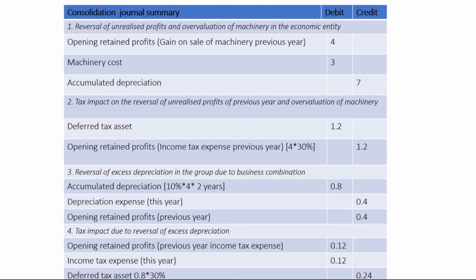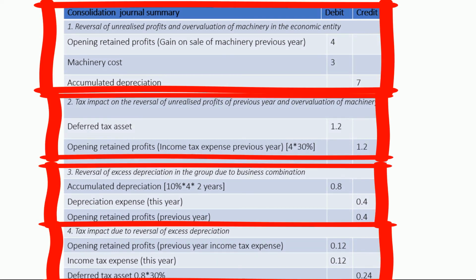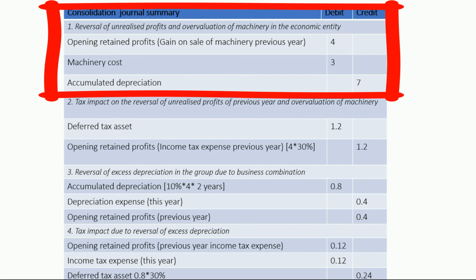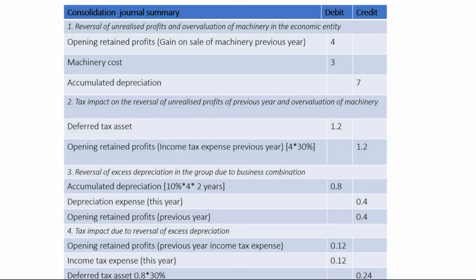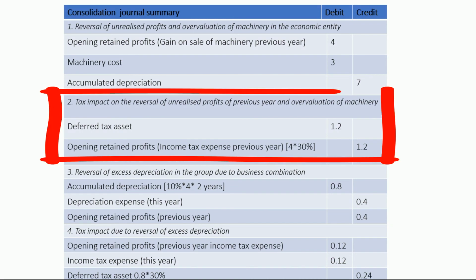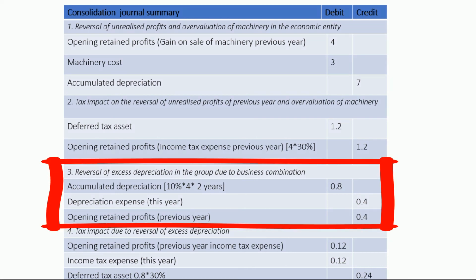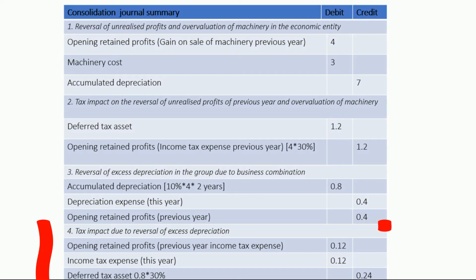So there are four sets of journal entries when it's about depreciable non-current assets in an intra-group transaction. The four consolidation entries are: the first, reversal of unrealized profit and overvaluation of machinery in the economic entity. Second, the tax impact on the reversal of unrealized profits of the previous period and the overvaluation of the machinery. Third, reversal of excess depreciation in the group due to business combination. The fourth, tax impact due to reversal of excess depreciation.